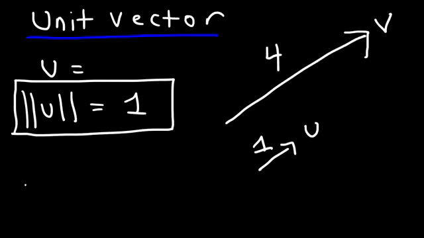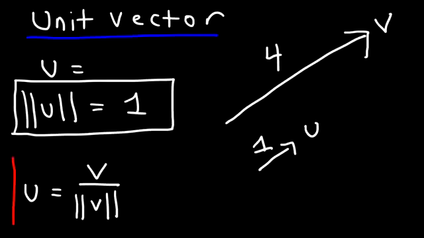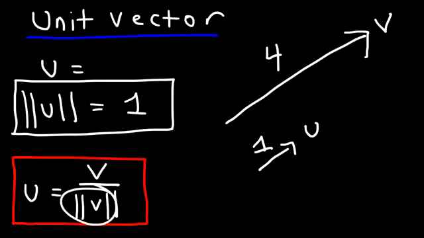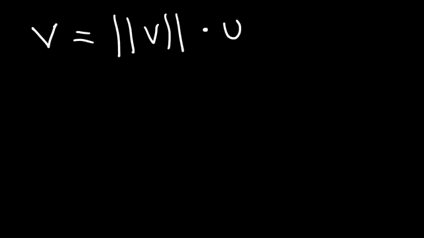So therefore, to find any unit vector, let's say we want to find a unit vector of v, take that vector and divide it by its magnitude. And that's how you could find the unit vector of any generic vector. Now, it's important to be familiar with this equation, because if we multiply both sides by the magnitude of vector v, we are going to get this. Vector v can be described as the product of the magnitude of vector v times its unit vector.